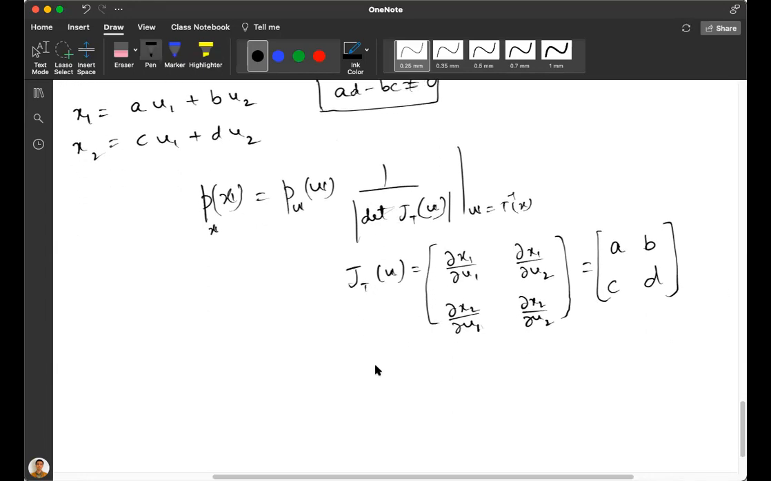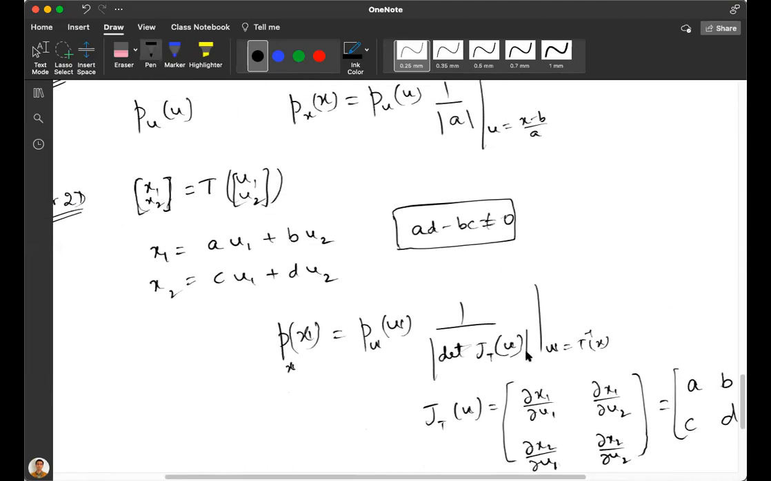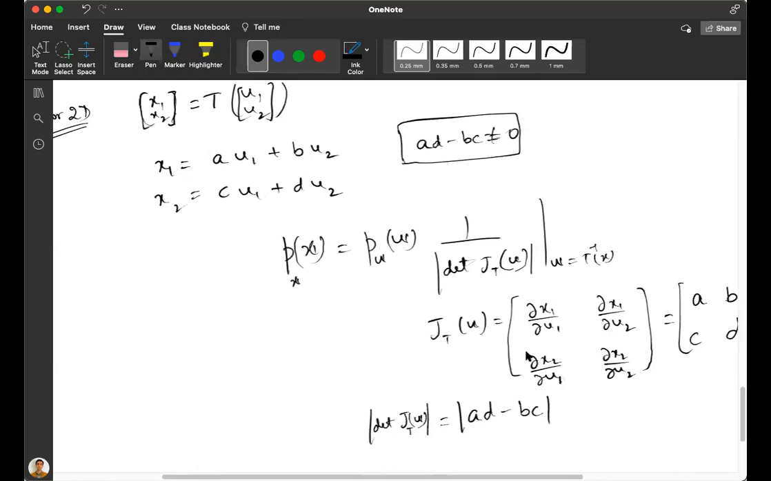So in this way, the determinant is equal to mod of AD minus BC. So basically, mod of determinant of JTU is equal to AD minus BC. Okay, now that's it. So this is a good way. Using this, I can optimize my ADBC. No, I have not defined how to optimize them, but at least this is a transformation which is invertible, and also it is differentiable with respect to the parameters, right?